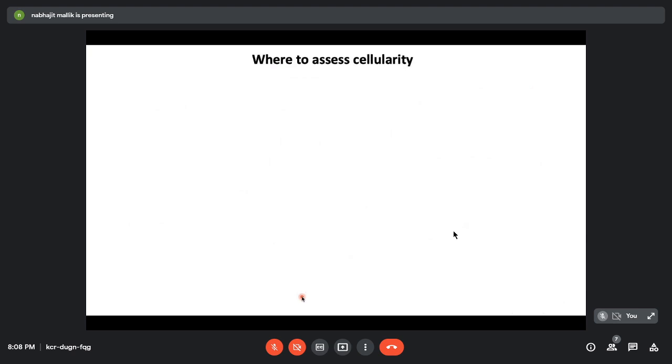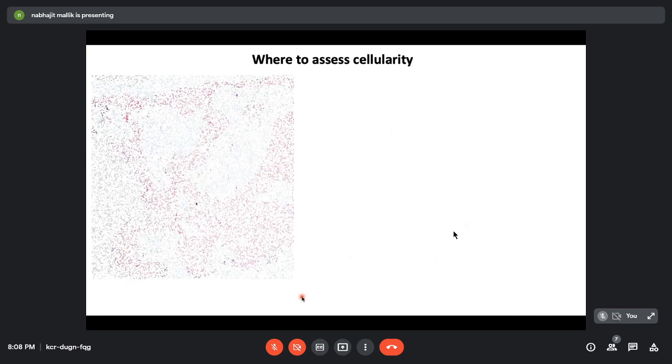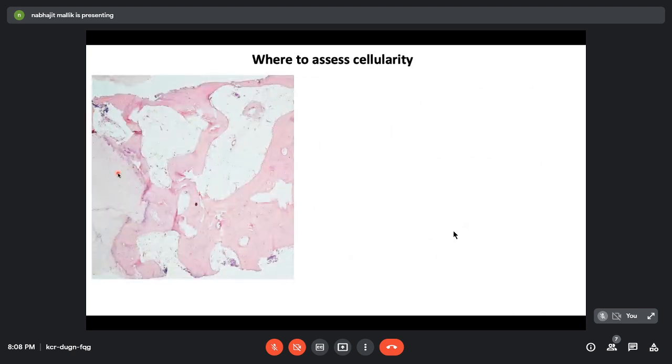So now, where to assess the bone marrow cellularity? If we look at this, we can see that this is the periosteum. We saw that there is a cortical bone area and the subcortical areas. Now, if we assess the cellularity here, almost all bone marrow examinations that we do will have hypocellular bone marrows, because these areas are actually always hypocellular.